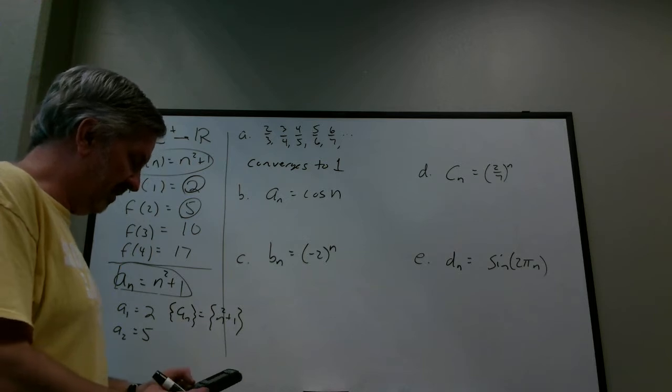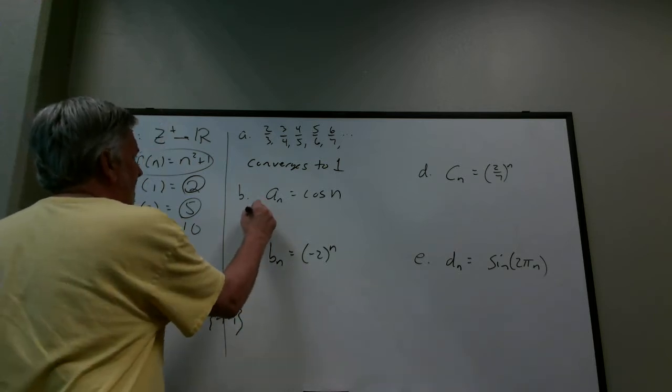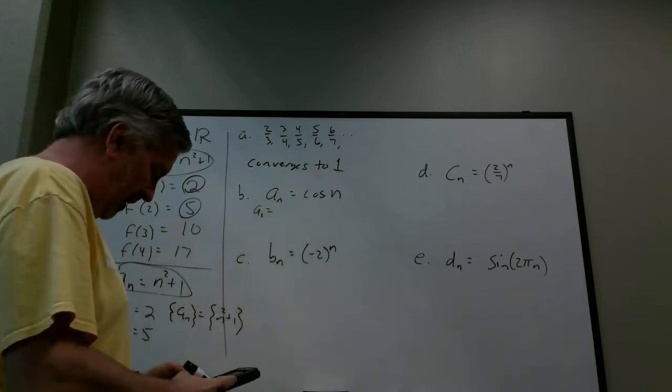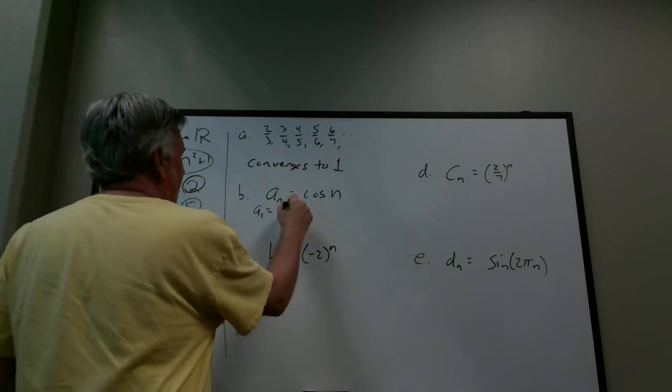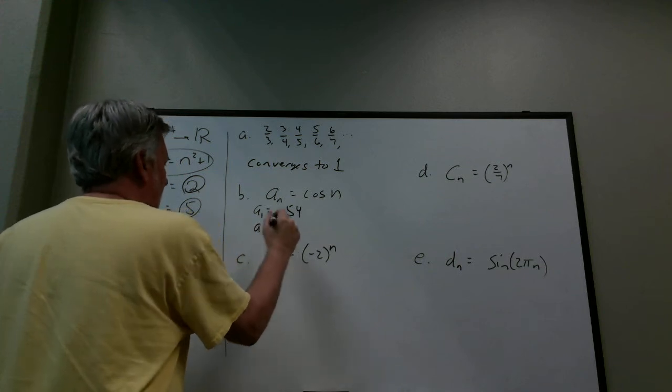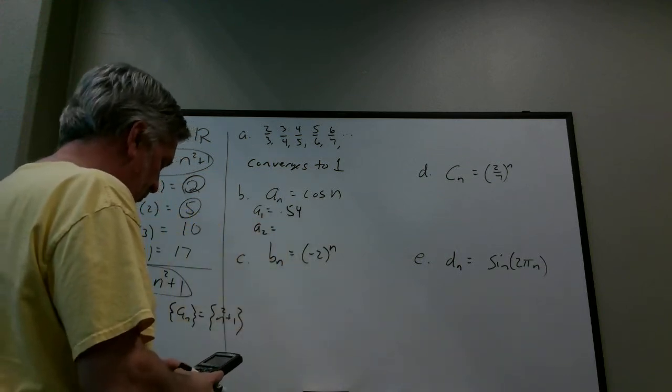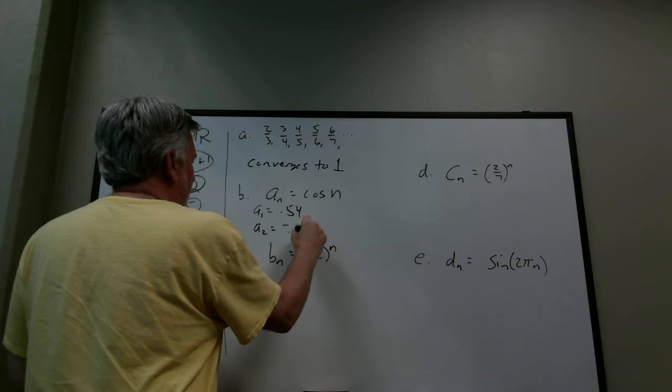I'm not in radian mode. Let me get in radian mode. So again, a sub 1, that's cosine of 1. Notice it's not cosine of pi, it's just cosine of 1. That's about 0.54. A2 is cosine of 2, which is negative 0.416.